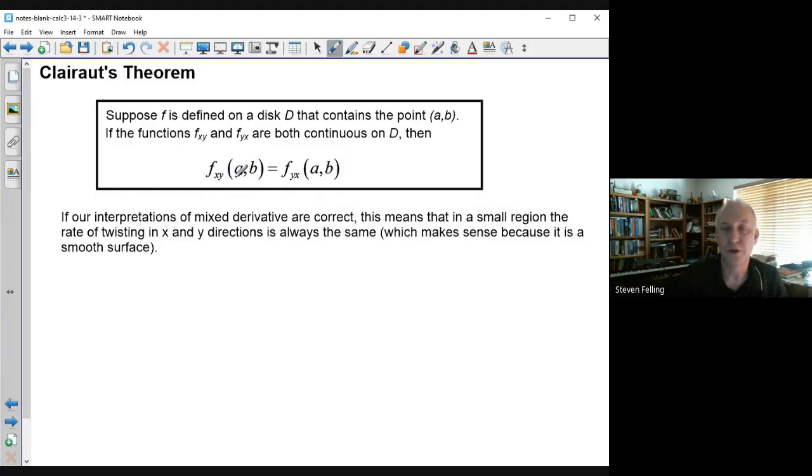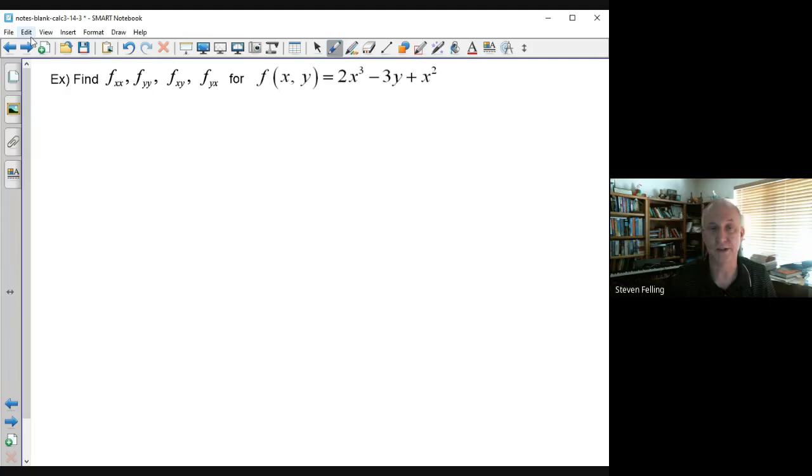Anyway, when you compute the mixed derivatives, you really only have to compute one of them because the other one is always the same, as long as you have a fairly normal function, as long as f is defined on a disk. If you have major discontinuities where this statement isn't true, then you can have weirdness here, but we're not going to encounter anything like that in this class.